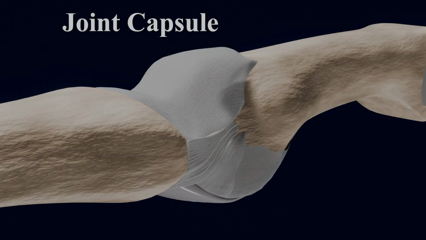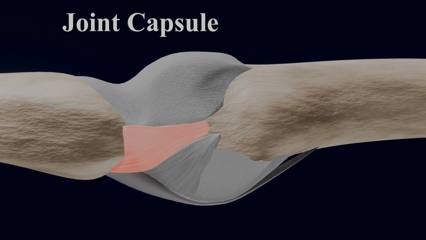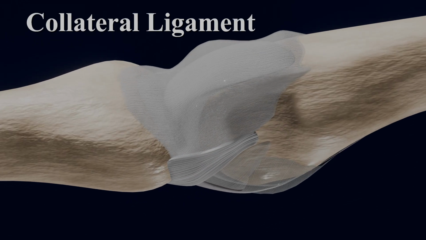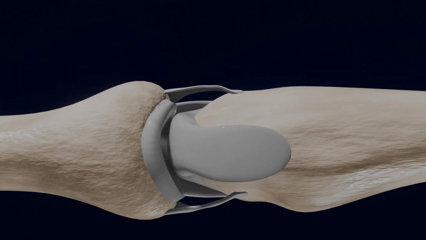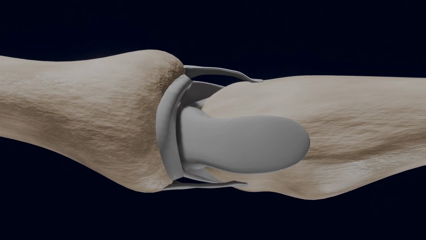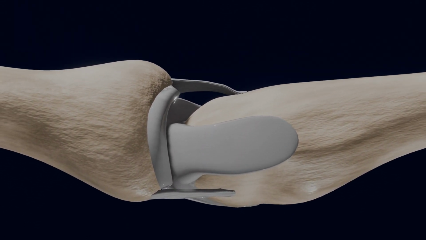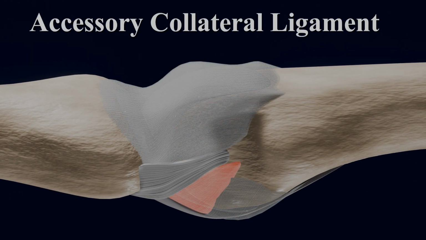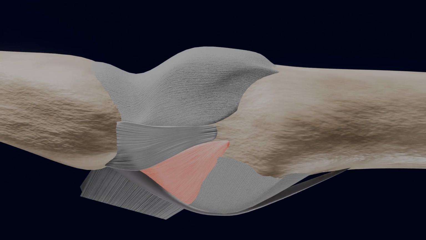Each joint has a capsule. Within the capsule are 2 collateral ligaments that serve as checks against abnormal movements. They are generally not stressed during normal joint motion. There are also 2 accessory collateral ligaments. The main function of these ligaments is to suspend the joint, annular ligaments, and prevent flexor tendon bowstringing.